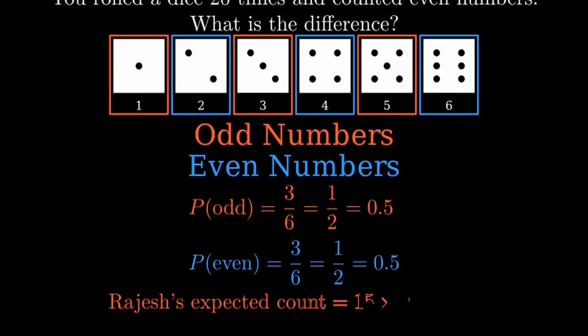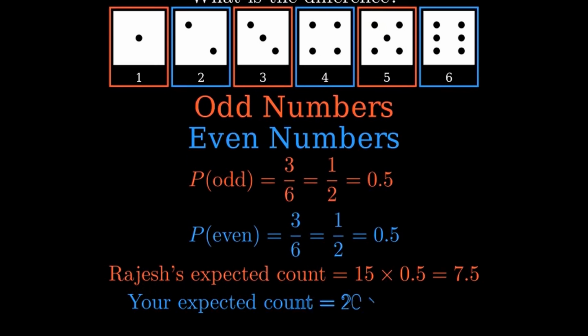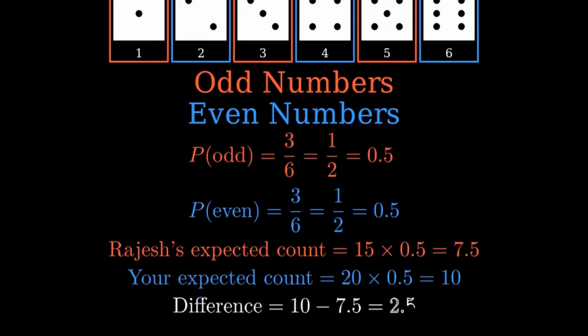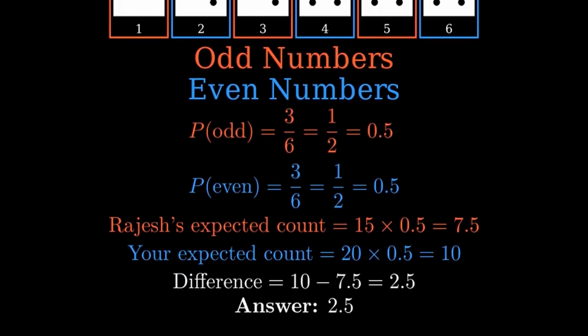Now, for Rajesh, who rolled the dice 15 times, the expected number of odd rolls is 15 times the probability of an odd number. 15 times 0.5 equals 7.5. For you, who rolled the dice 20 times, the expected number of even rolls is 20 times the probability of an even number. 20 times 0.5 equals 10. Therefore, the difference in expected counts is 10 minus 7.5, which equals 2.5.